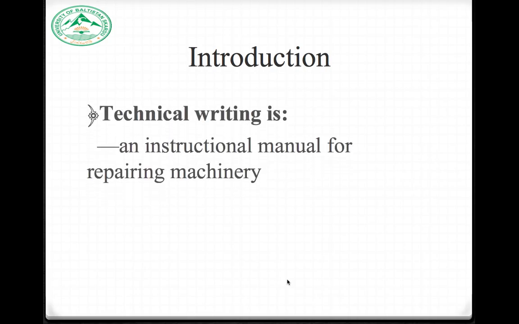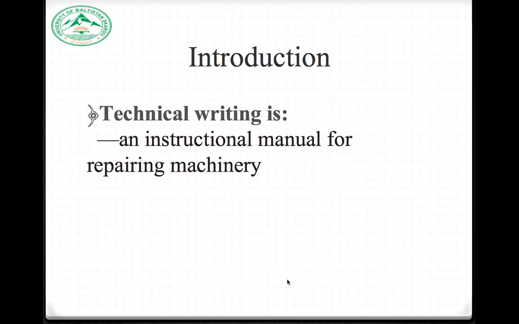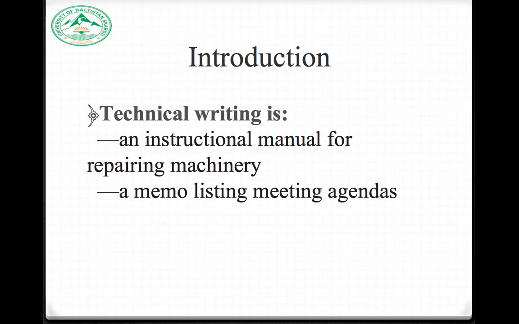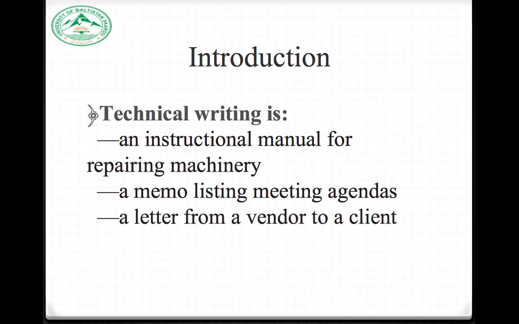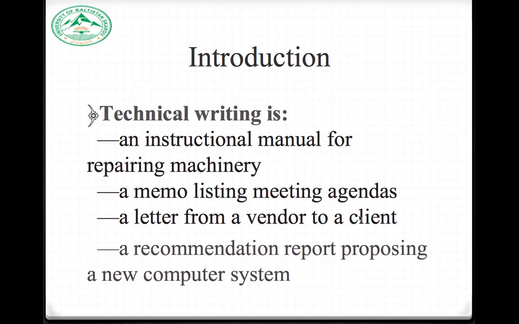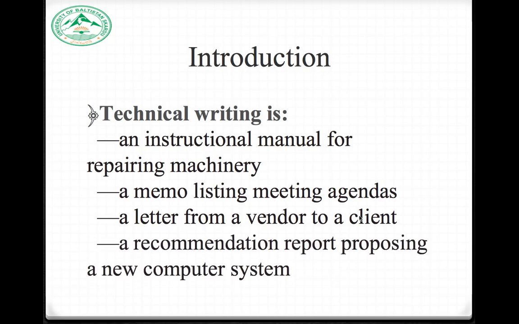And this technical writing may be an instructional manual for repairing machinery, or it may be a memo listing meeting agendas. A memo is actually a document recording the terms of a contract or other legal details. And a letter from a vendor to a client. A vendor is actually a person who sells things by going to the street. A recommendation report proposing a new computer system.